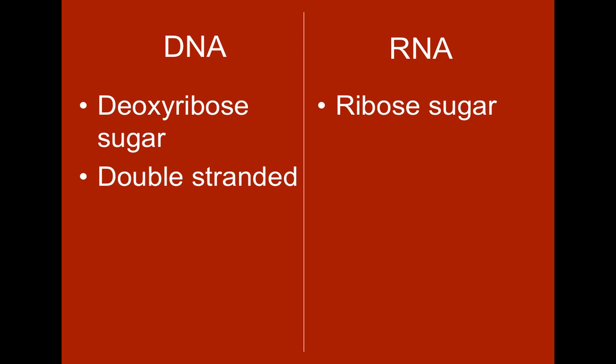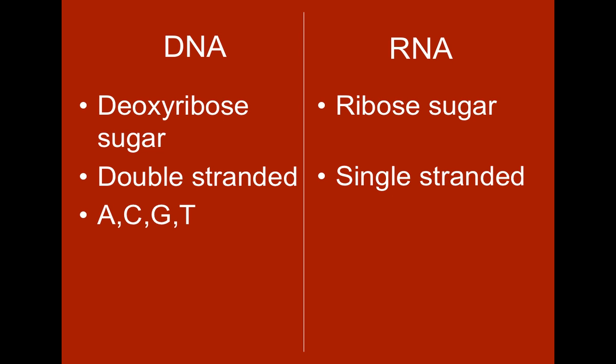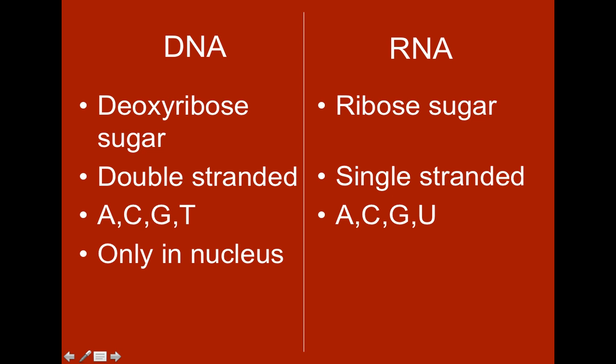DNA is also double-stranded. It has two sides because it creates that twisted ladder, whereas RNA is only a single strand. So the teeth of the ladder steps are kind of hanging out in outer space. DNA has the four bases of adenine, cytosine, guanine, and thymine, whereas RNA has adenine, cytosine, guanine, and uracil. So if you're looking at the bases, that's kind of the big difference. In terms of location, DNA will only ever be found in the nucleus of a cell, whereas RNA is found not just in the nucleus.